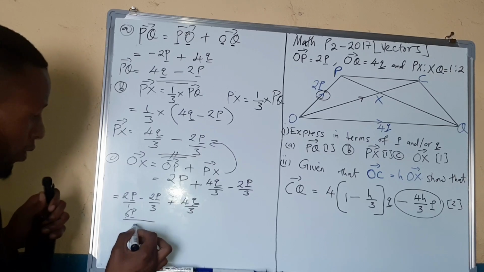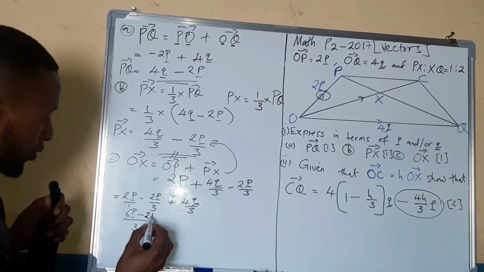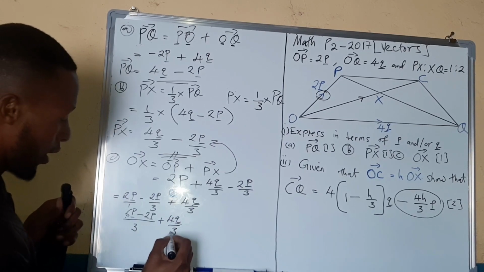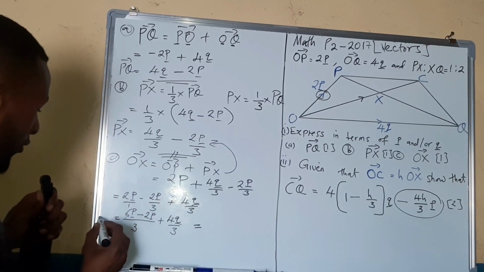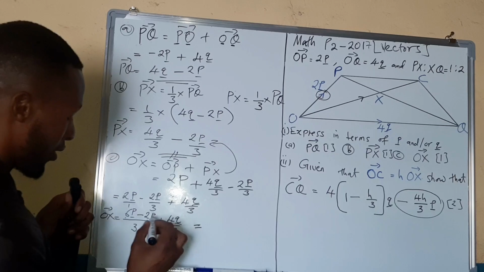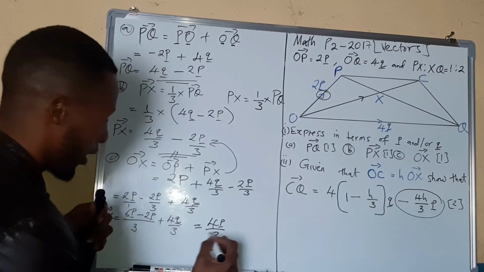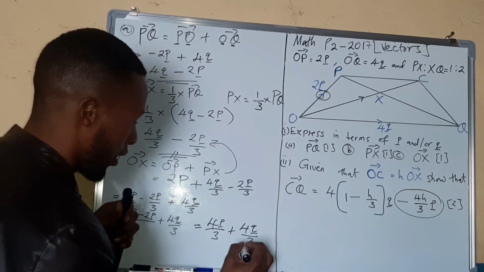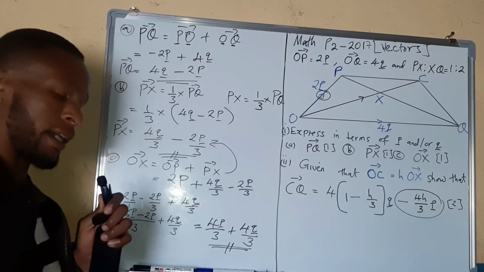Then 3 into 3, that's 1. 1 times negative 2P, that will be negative 2P. Then plus 4Q over 3. So the final answer here for vector OX will just give us 6P minus 2P, that's 4P over 3, then plus 4Q over 3. This is the final answer for OX.